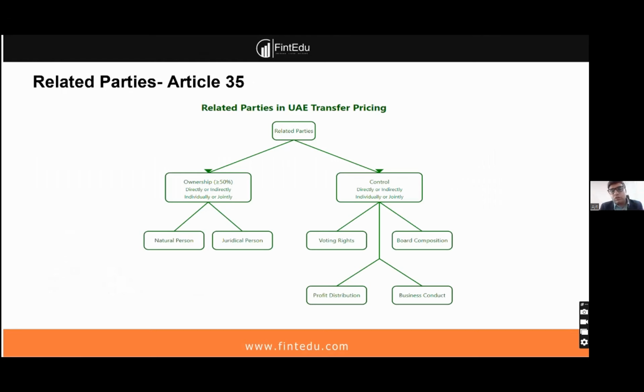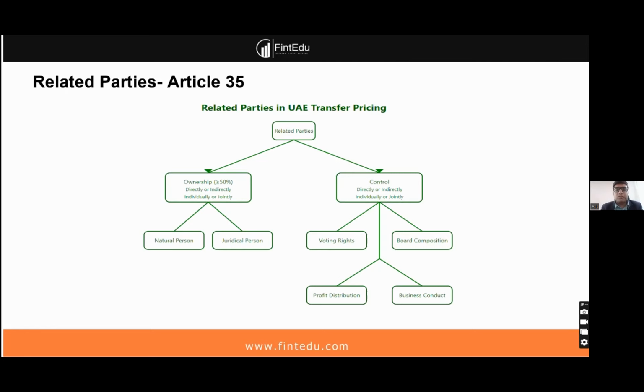Now let's talk very briefly. The objective of today's session is not to talk about who the related parties are in detail, or who the connected persons are, but it is very important to give an overview of which entities are covered in Article 35 as related parties. Now we all know that it is a transaction and arrangement between the related parties. Now, who are the related parties?